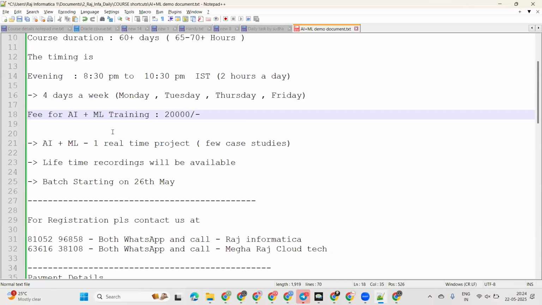And the batch starting day: the batch starts on 26th May, that is this Monday. From this Monday, we are going to start this batch. So you can plan for your registrations. The batch is starting from 26th May.